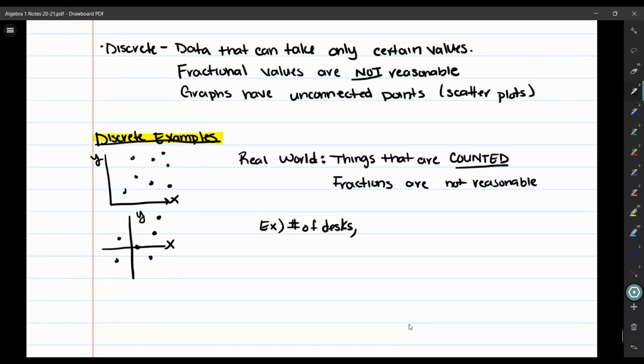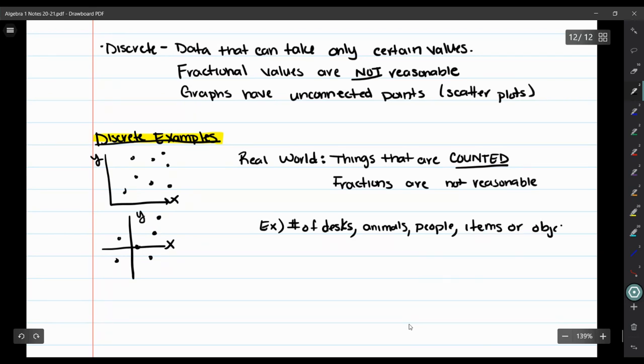You have 1, 2, 3, 4 animals, people, basically items or objects. That's the big thing. Now, here is the one thing that actually has fractions and it makes sense. Money is discrete, okay? But you can have technically half a dollar, it's 50 cents. But if you try to take half of a penny, you can't have half of a cent. So some fractions are reasonable, but not all of them. That's what makes money discrete and not continuous.